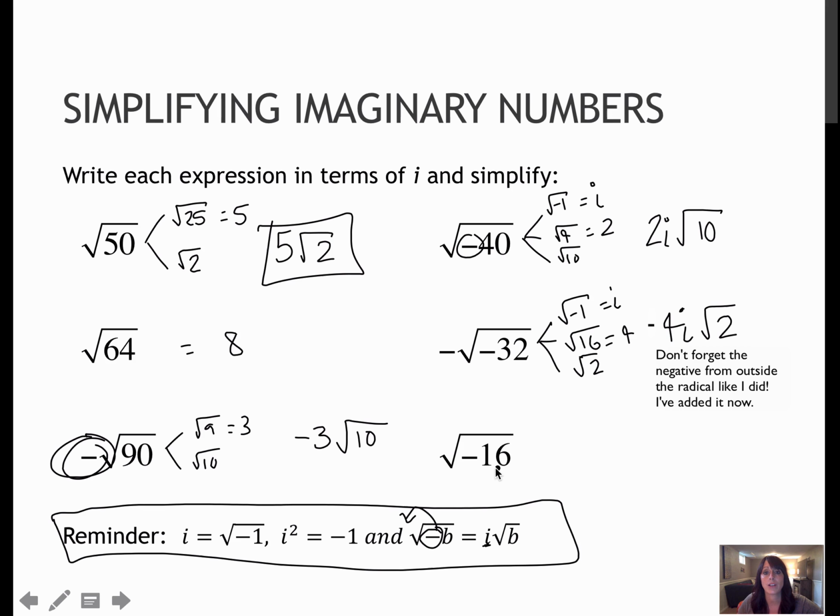And last one, radical -16. Again, I would break this just into 2 parts, -1 and of course 16. The square root of -1 gives me i, 16 gives me 4, so my answer is 4i.